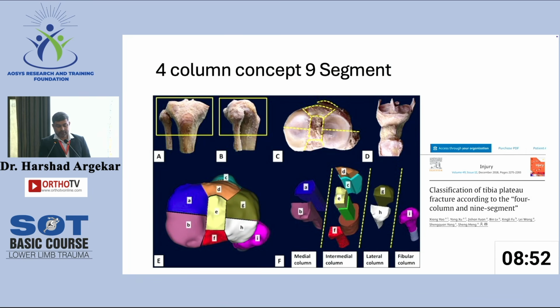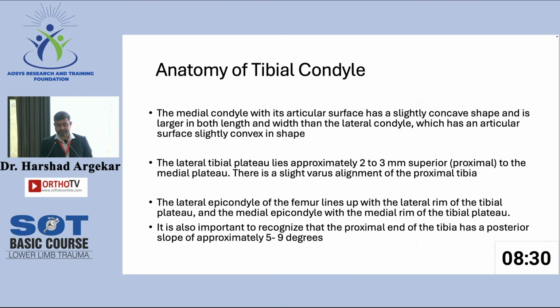So all these are based on the column concept, the 3-column concept. This 4-column concept has yet to come into vogue, and any modification in future we have to understand. Basically the ligamentous part, the meniscus, and the avulsions of the ACLs and PCLs.